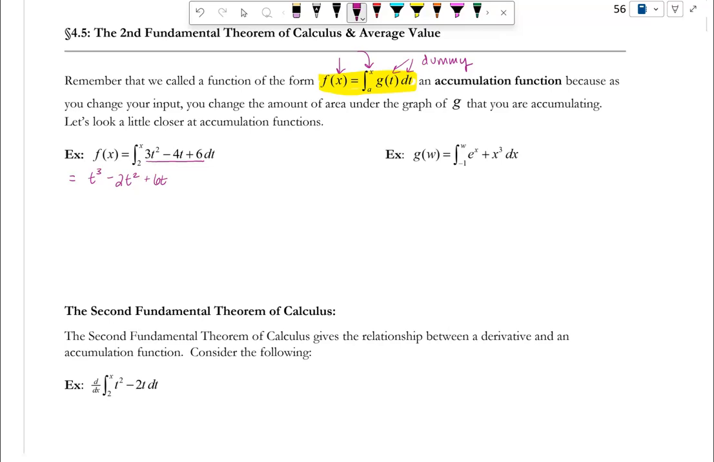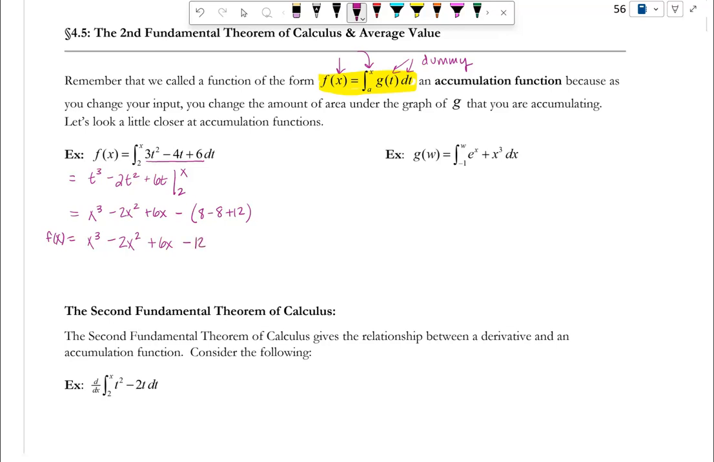I don't need a plus c, I don't need a constant of integration here, because I'm going to plug in my limits. We said this is a definite integral. So when I substitute my upper limit first, I get x cubed minus 2x squared plus 6x. And I'm going to subtract from that my lower limit substituted in. So 2 cubed is 8, minus 2 times 2 squared is minus 8, plus 6 times 2, which is 12. So we end up getting our function f of x is x cubed minus 2x squared plus 6x minus 12.